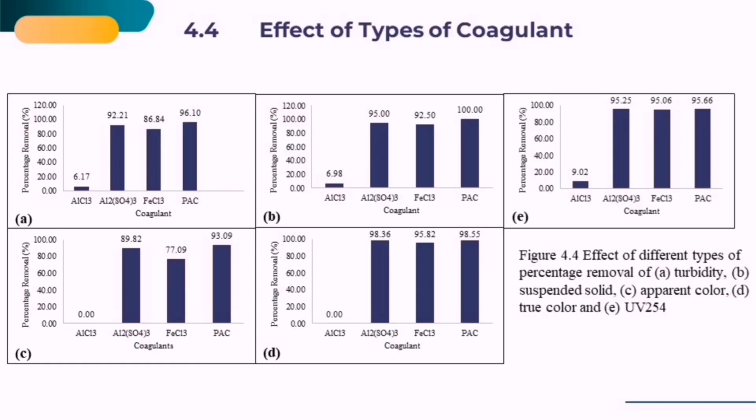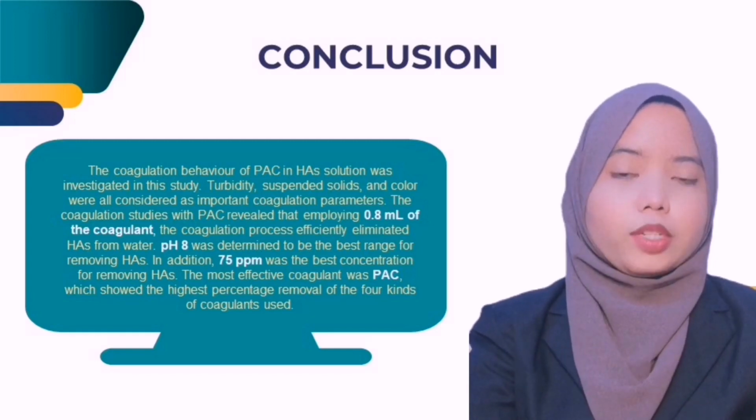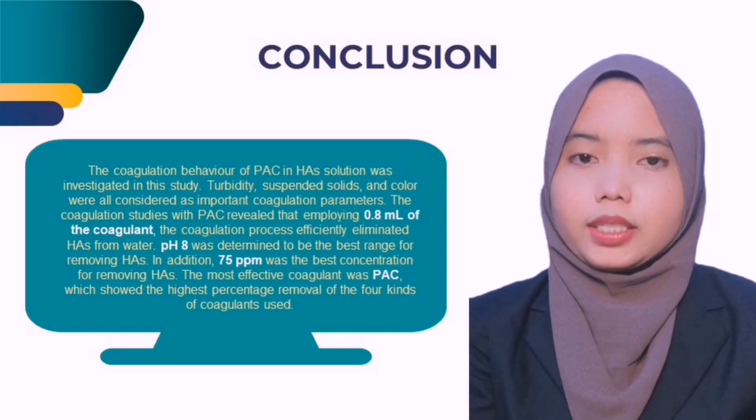Effect of types of coagulants. Based on the graph, it was shown that polyaluminium chloride had the highest humic acid removal efficiency, followed by aluminum sulfate, ferric chloride, and finally aluminum chloride. Polyaluminium chloride has a high positive electrical charge. It can easily neutralize the electrical charge on the surface of colloidal particles and reduce the electrostatic repulsive force between particles as much as possible, allowing colloidal particles to approach one another and form clots or larger masses.